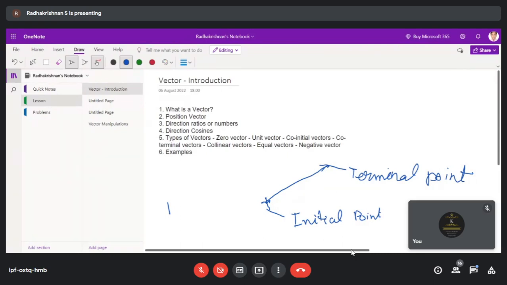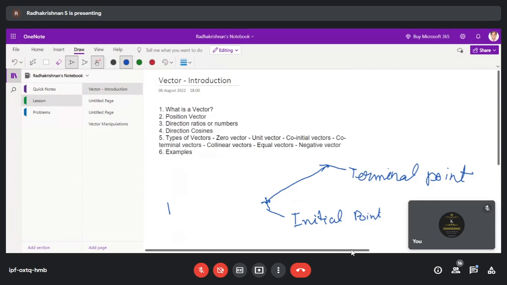Next, co-initial vectors and co-terminal vectors. Multiple vectors having the same initial point we call co-initial vectors. Multiple vectors having the same terminal point we call co-terminal vectors. Collinear vectors are vectors in the same direction, that is, vectors that are parallel. Parallel can be in both directions.